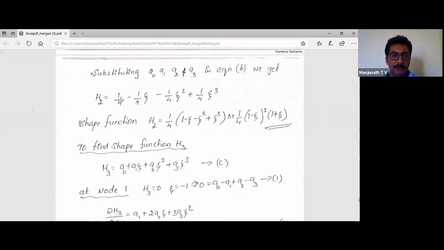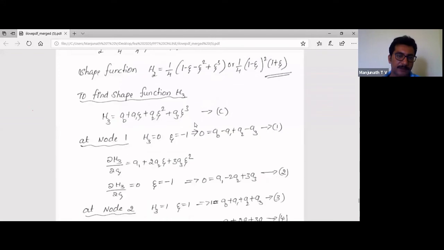So a0 is 1 by 4, a1 is minus 1 by 4, a2 is minus 1 by 4, a3 is plus 1 by 4. Then after writing this, just take 1 by 4 as a common factor, then the remaining coefficient values are 1 minus zeta square plus zeta cube. This is the shape function for h2. Okay, this is the shape function h2. You can simplify this again and write it like this also.